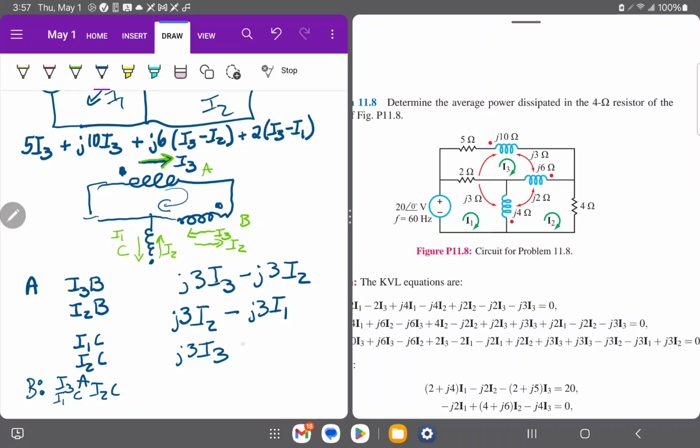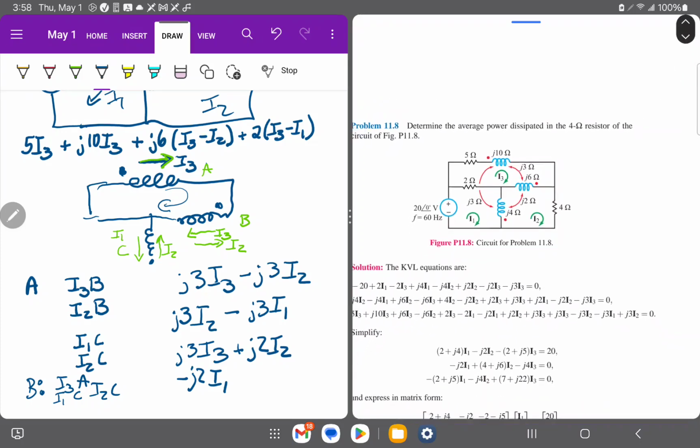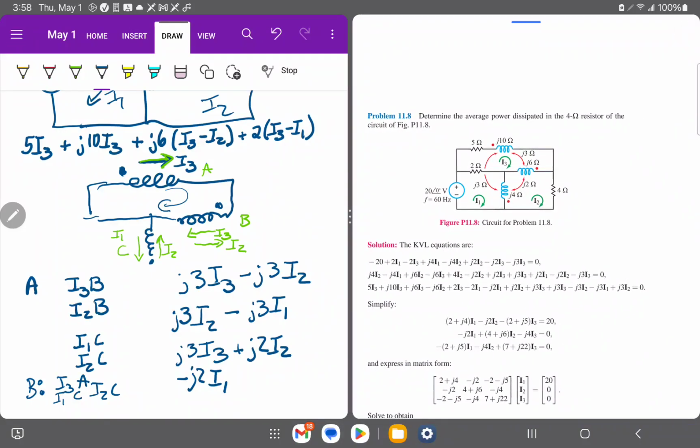And then I2 will be positive from inductor C, so that'll be plus J2 I2 from inductor C, and it will be minus J2 I1 from inductor C. And then let's see if I have the same number of terms.